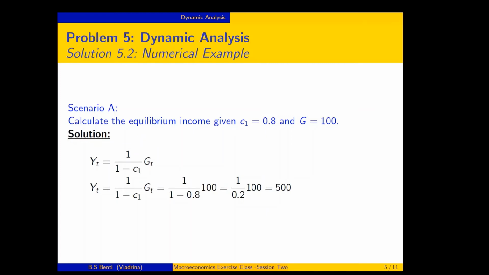Given these numbers, we have already identified that our income yt is equal to 1 over 1 minus C1 multiplied by gt. So we have to just substitute the numbers here. We would have 1 over 1 minus 0.8 multiplied by our government expenditure 100. If you do the calculation here, you would reach a level of 500 units for our income, given the condition that our marginal propensity to consume is 0.8 and our government expenditure is 100.